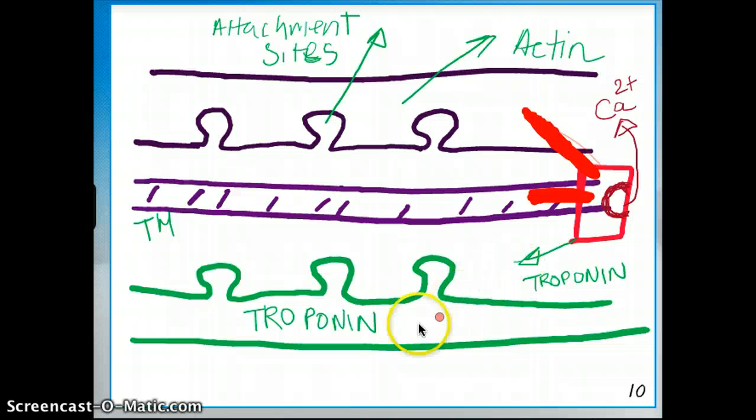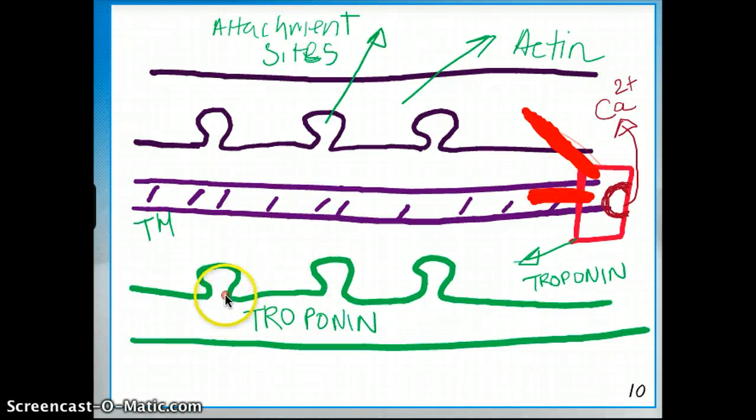Now this is a picture of how the cross bridging happens. Let me orient you really quickly. This block right here is the actin. This block here is the troponin. Actin is a part of the thin filament. This light purple band is the tropomyosin, and this red box right here is troponin.